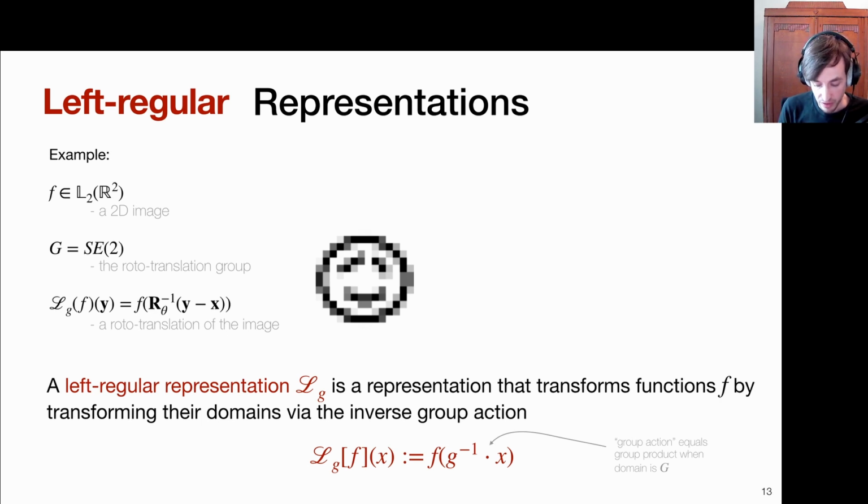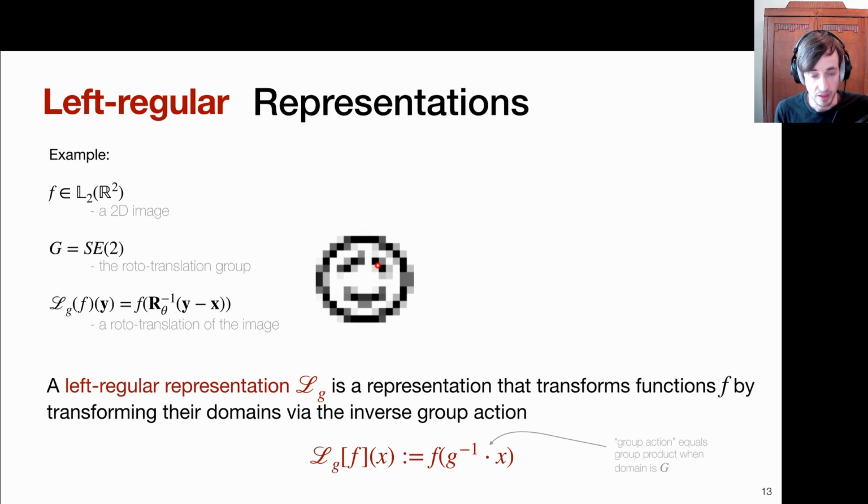So we're going to think of an image as a function, f, that assigns to every point in space R2 some value. So it's a function, and if we then know how to transform the domain of this function, then we also know how to transform the function itself. And that's how regular representations are constructed.